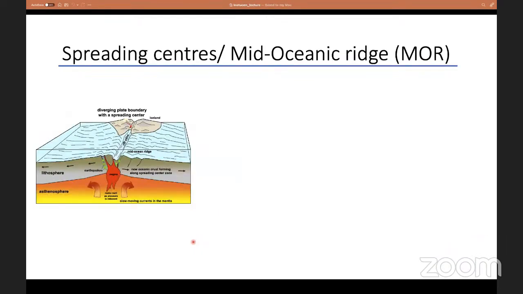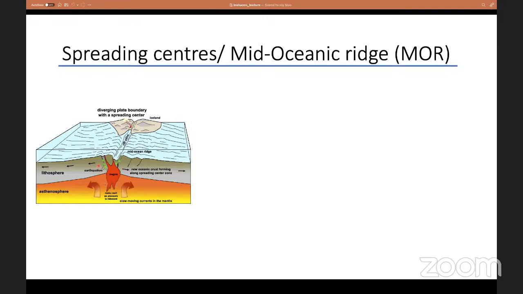Right, so that was about convergent margins. And the other main feature that actually shapes the oceanic floor is spreading centers, or divergent margins. And these are quite the opposite of convergent margins, where you have destruction. Here you actually have production, or you make new oceanic lithosphere at spreading centers.